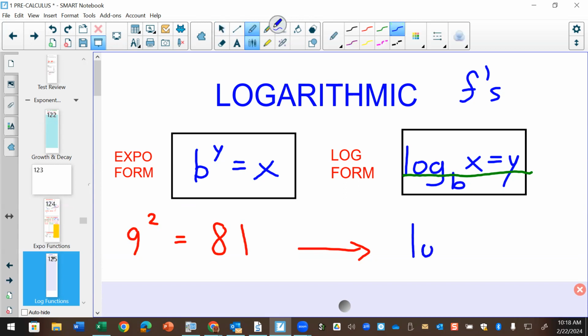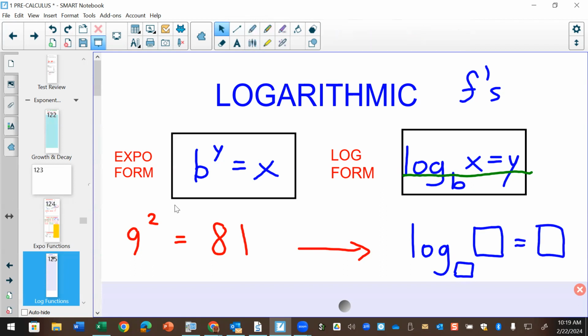I'll get you started. All right, now you put the 9, the 2, and the 81 where you think they belong in these 3 spots. Where does the 9 go to the 81? Oh, wait, okay. So log 81 equals 2 over 9.